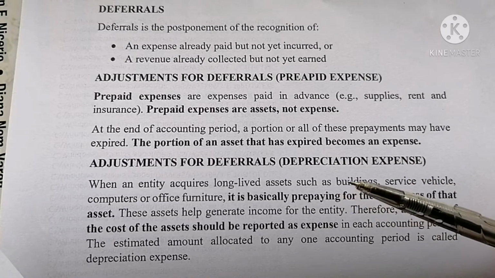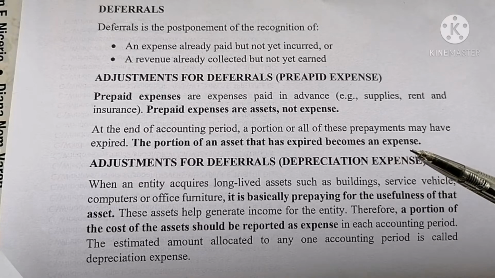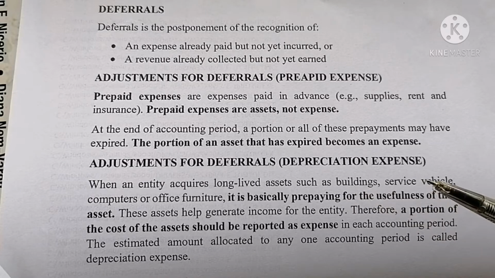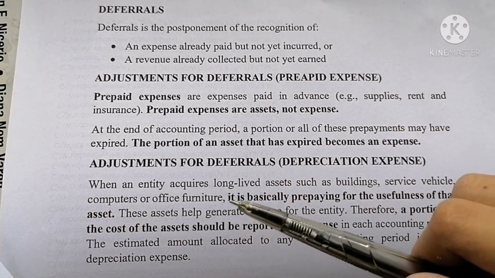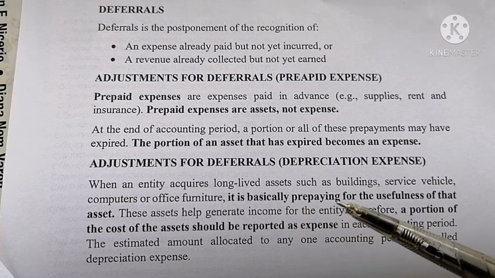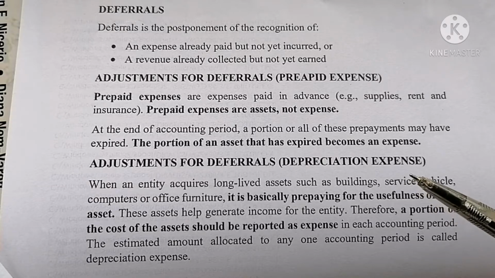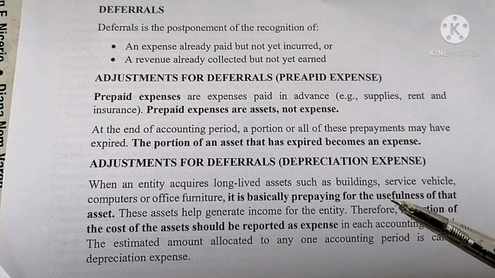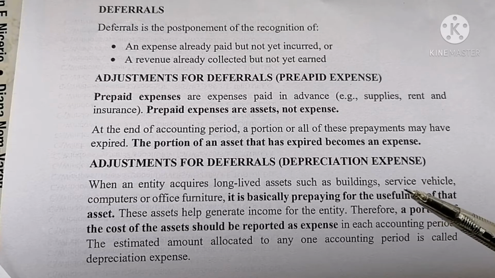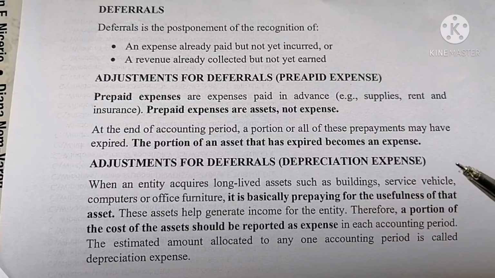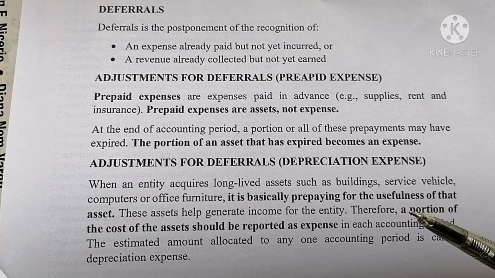Next, adjustments for deferrals. Depreciation expense. When an entity acquires long-lived assets such as buildings, service vehicles, computers, or office furniture, it is basically prepaying for the usefulness of that asset. This means that for these long-lived assets, their estimated useful life is usually not only 1 year. A building, for example, reaches 30 years. A service vehicle, 10 years. So these assets are useful for many accounting periods and not only one.